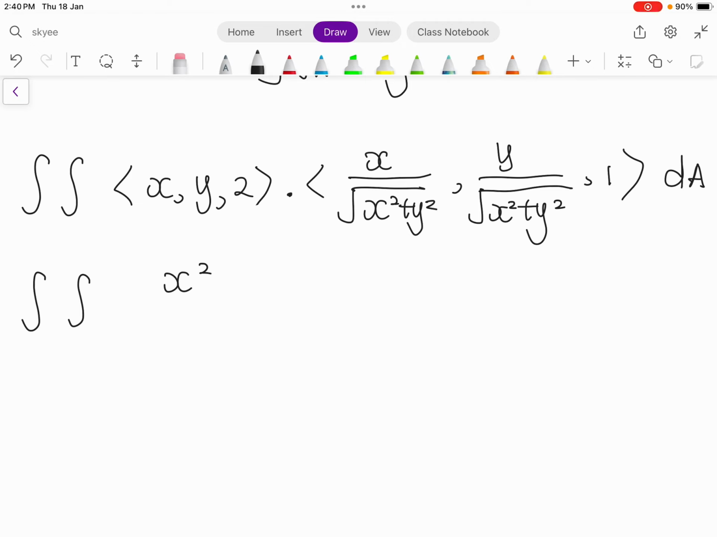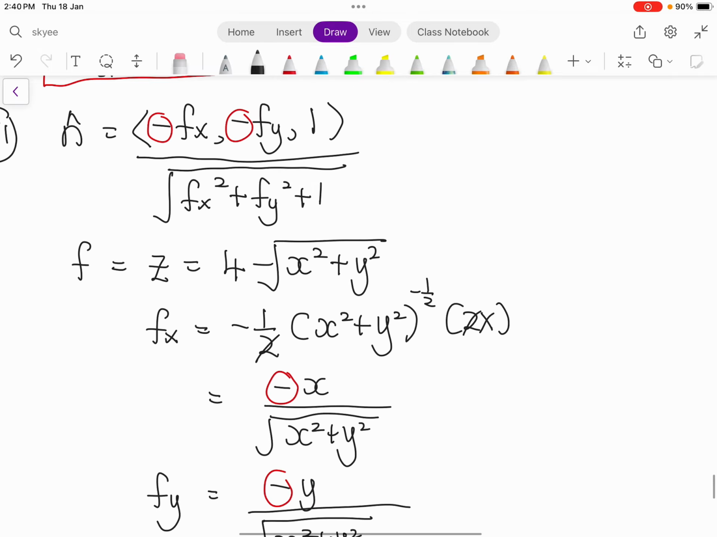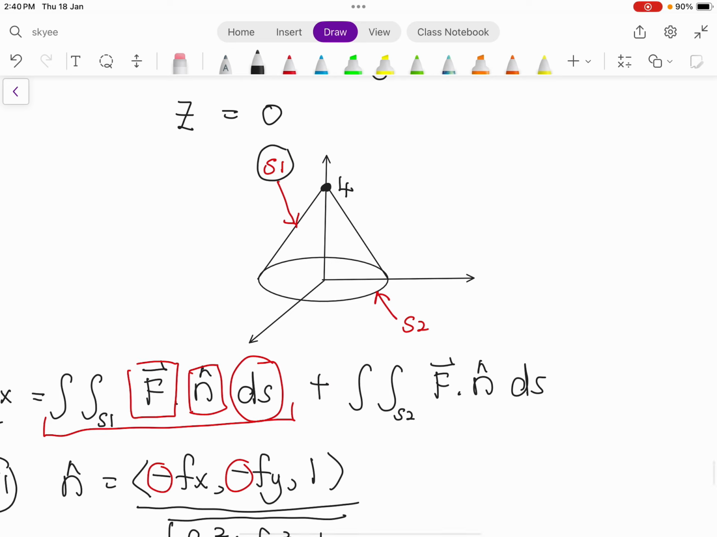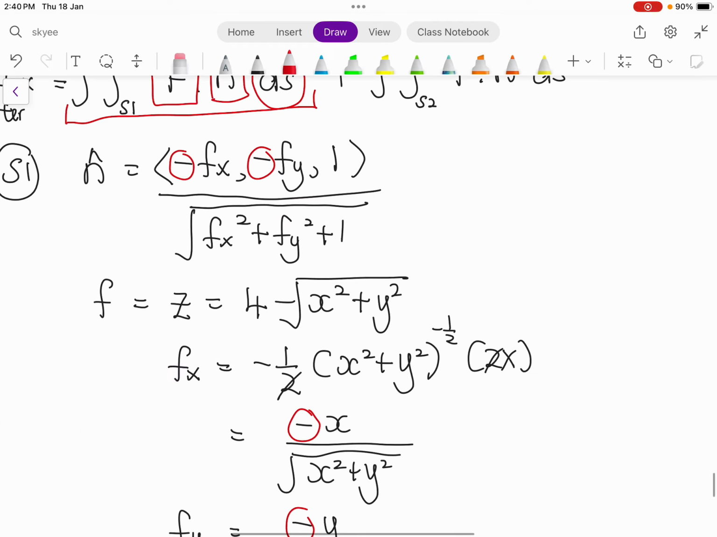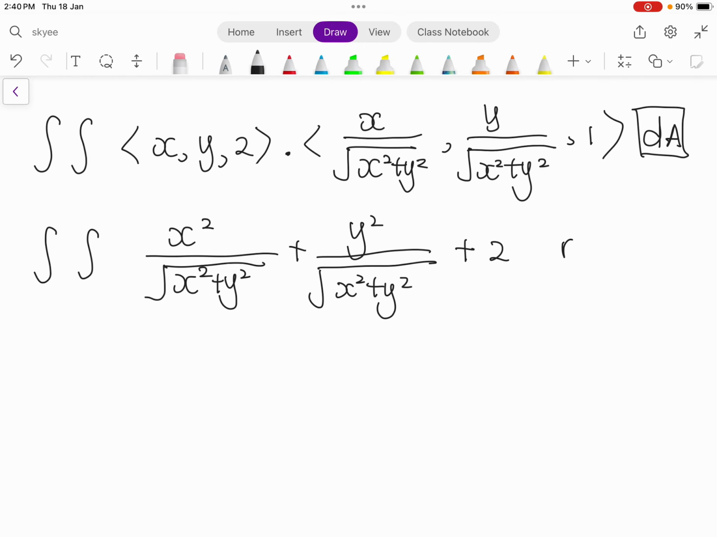So it will become x squared over x squared plus y squared, and plus y squared over x squared plus y squared, and plus 2, dA. So dA stands for the area, the area for surface 1. For this one you must refer to the projection. If you refer to the projection, you will see a circle like this. It's a circle.